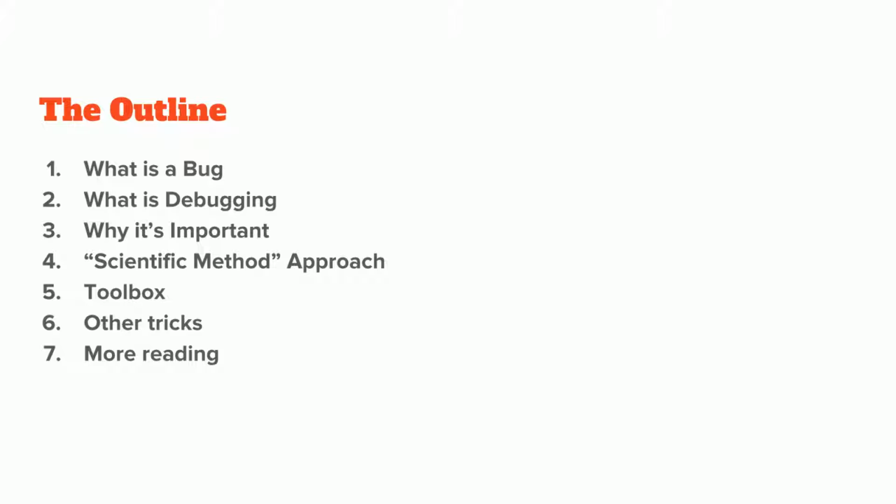So this is our outline. We're going to walk through a couple things. Number one, what is a bug? What is debugging? Why should we care? What is a scientific method approach? Some tools and some other tricks. At the very end, we've got some links for some further reading. So if you see something on the screen, you don't necessarily have to write it down. We'll probably have a link for it, and we'll make these slides available afterwards.